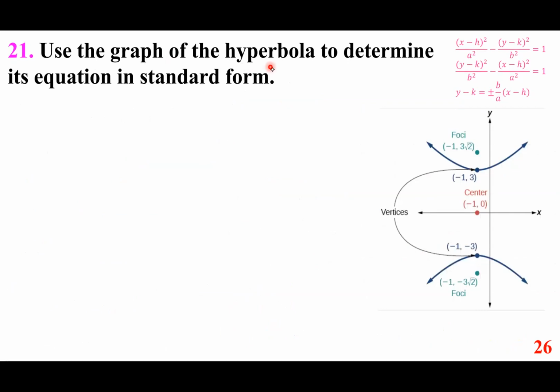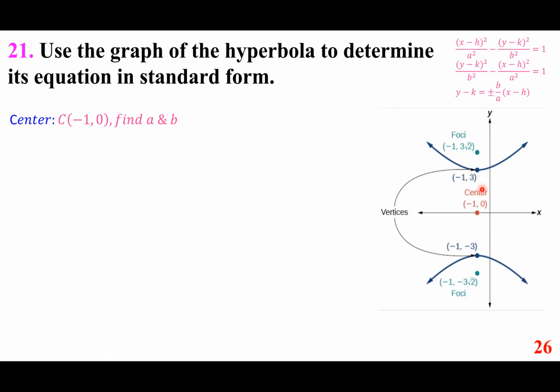Use the graph of the hyperbola to determine its equation in standard form. We can see that, for example, right here the axis has been moved in essence, so we're going to follow (x minus h) quantity squared over a squared minus (y minus k) quantity squared over b squared equals 1, and try to find this. The very first thing we notice, the center is located at (-1, 0). And from there, we want to find a and b.